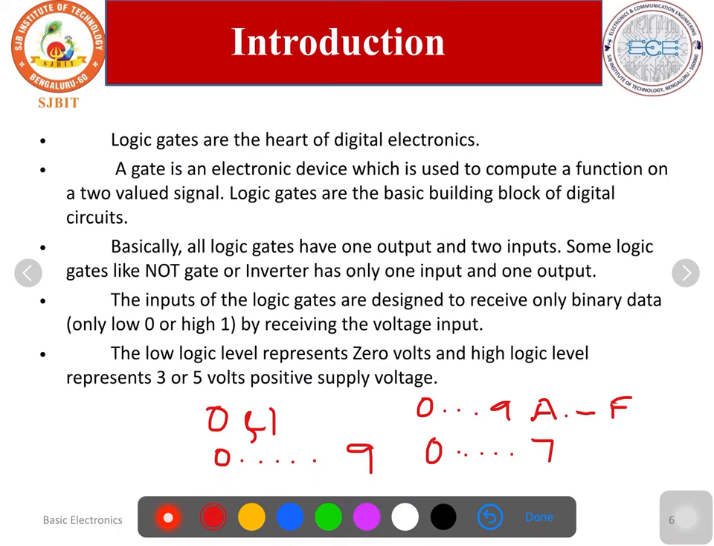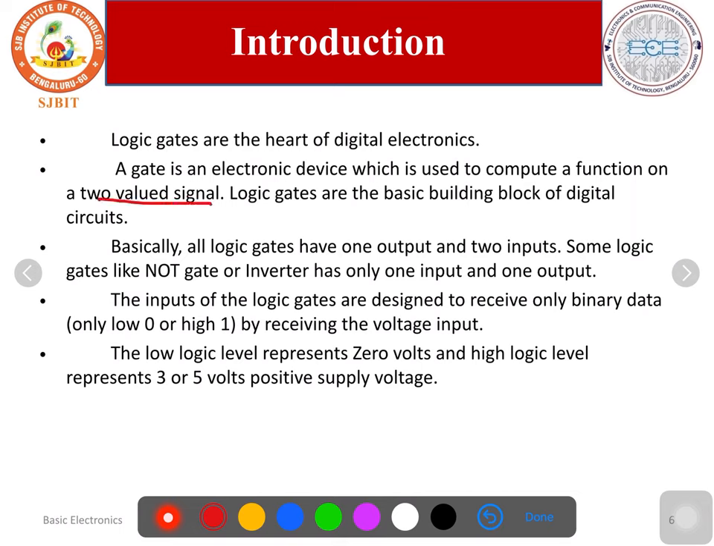In this video, we will discuss the logic gate. A gate is an electronic device which is used to compute a function of a two-valued signal. Always while taking a decision, the output will be yes or no, high or low. So a two-valued signal means it will have the values 0 or 1. You can assume 0 is false, 1 is true.